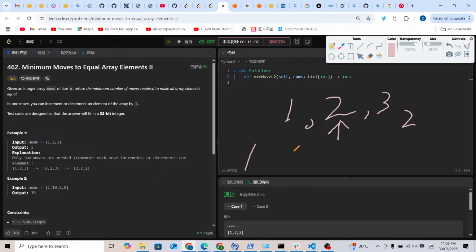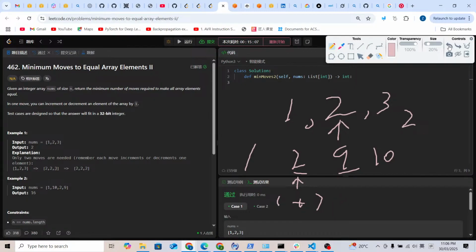Similarly, let's use the second example. We have 1, 2, 9 and 10, because the array is sorted. So which one is the mid number? It can be 2 or 9. Let's fix it to 2. If we fix it to 2, how can we reach 2? 1 needs 2 plus 1, it is 1 move. For 9, we need 2 plus 7, it's going to be 7 moves. For 10, it's going to be 8 moves. So in total, it's going to be 16 moves. That's going to be the final answer.